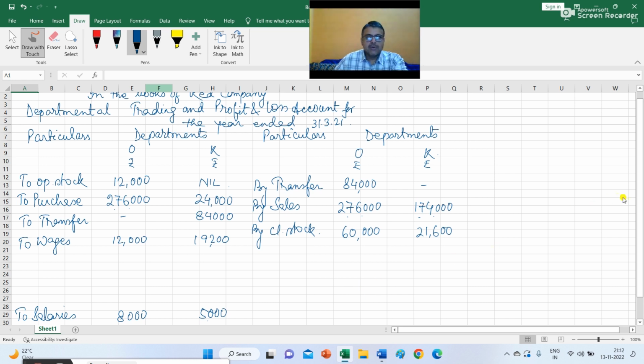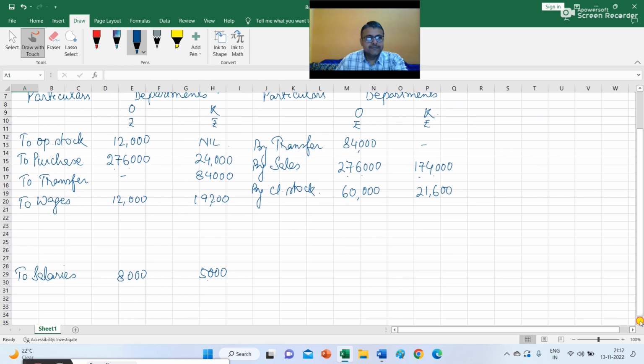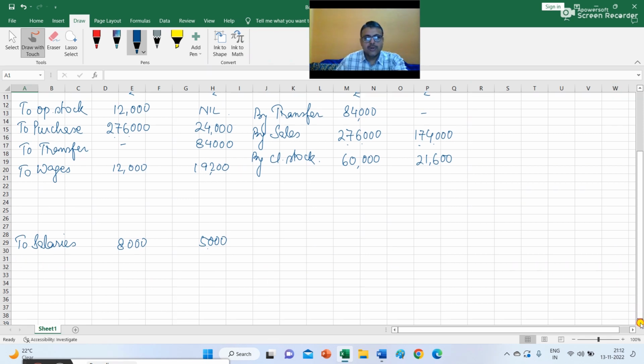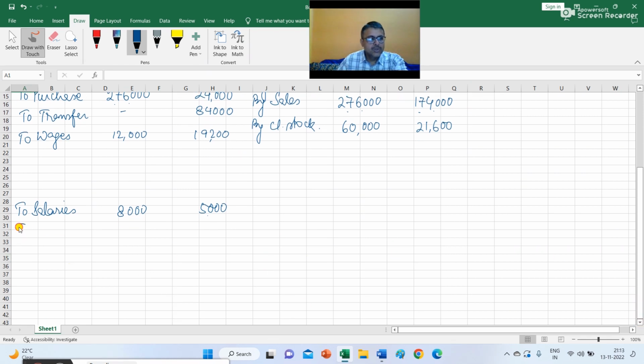Then the amount of stationery and printing. This is also an item of profit and loss account. So in the P&L account I am writing to stationery and printing. This is for 2,560 and 1,960.